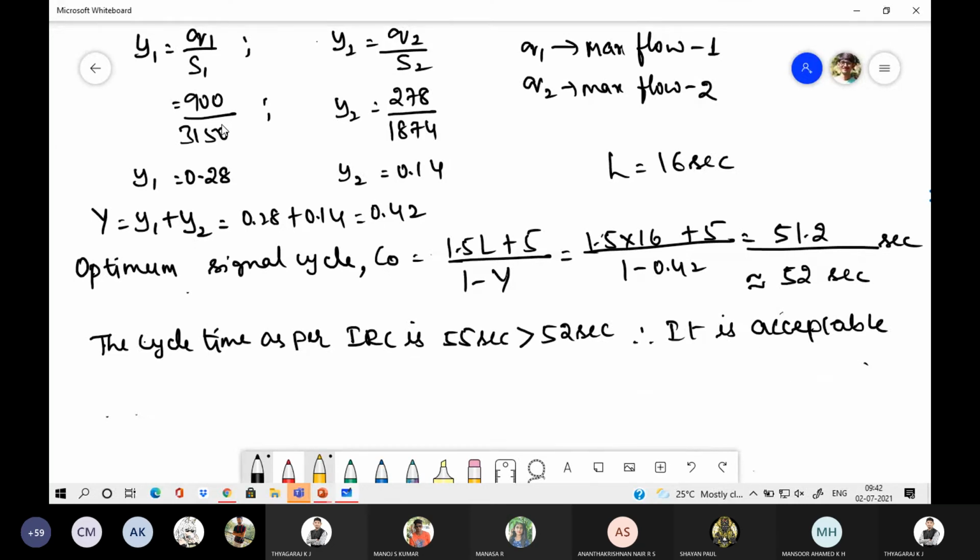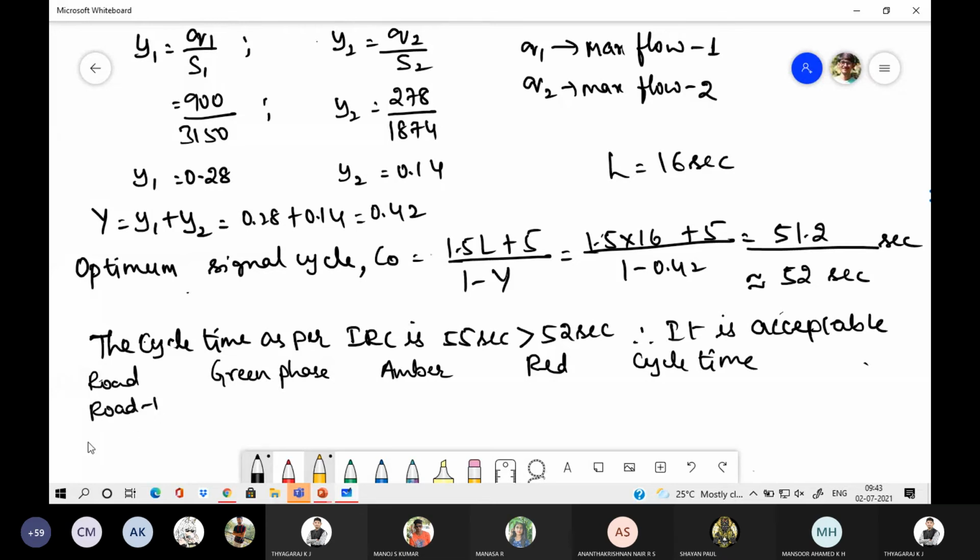Now we have to write the tabular column here: for road, green phase, amber, red, cycle time, for road 1 and road 2.